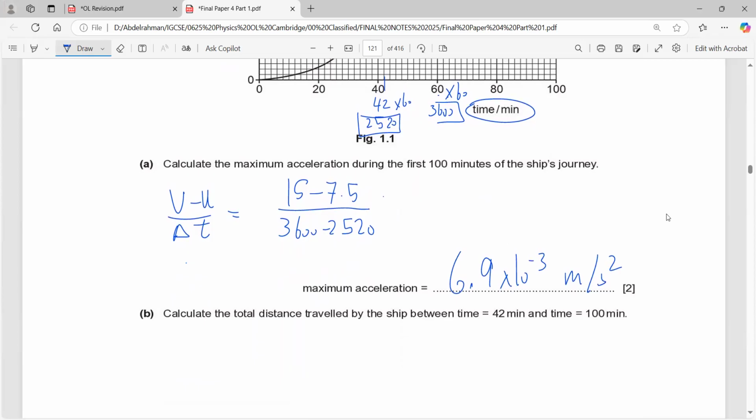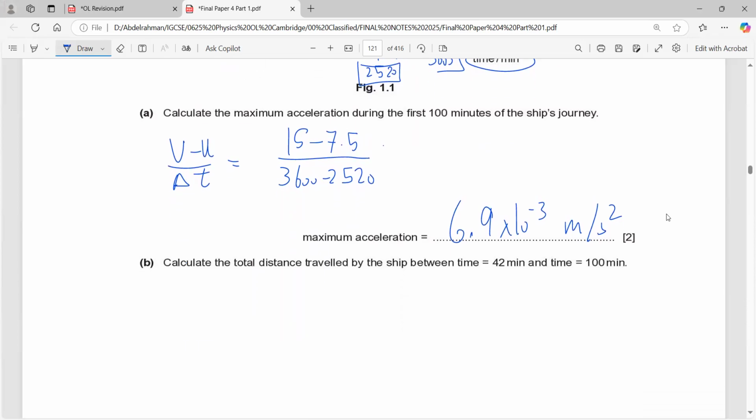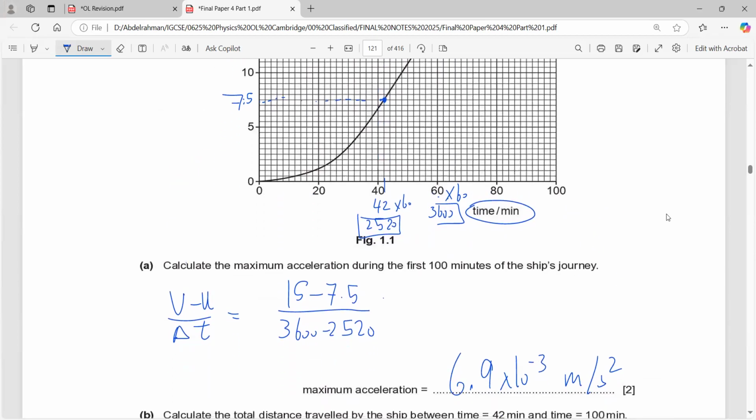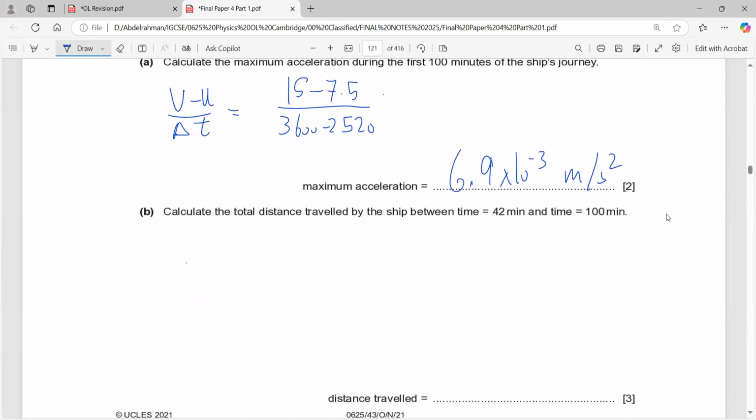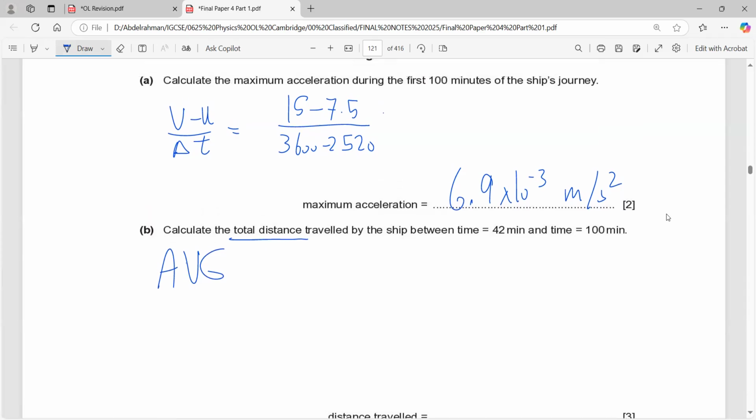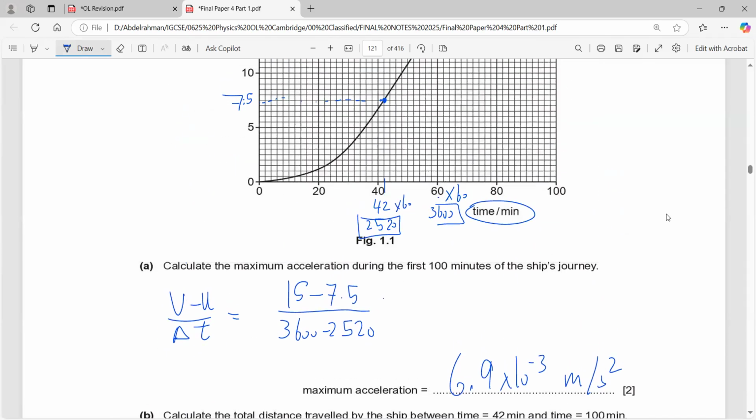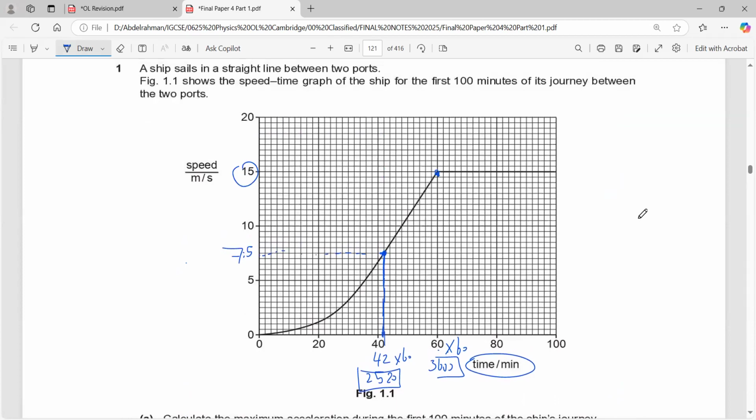Calculate the total distance traveled by the ship between time 42 and time 100. Total distance means area under the graph, between 42 and 100. This is a very accurate point. Between 42 and 100, we need to find the area of a trapezium.